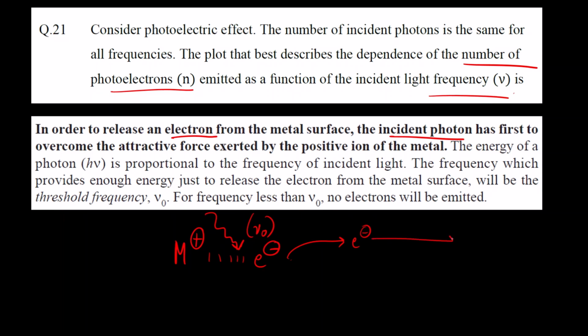Electrons are removed, and then when you increase the number of photons, what will happen? The photoelectric current I will increase. That depends on the number of photons, and not the frequency. As the number of photons or intensity increases, the current will increase because the number of electrons will increase. The frequency which provides just enough energy to release the electron from the metal surface is the threshold frequency, nu naught. This is very important: for frequency less than nu naught, no electrons will be emitted.